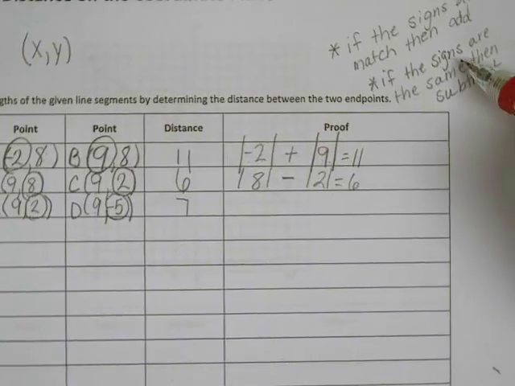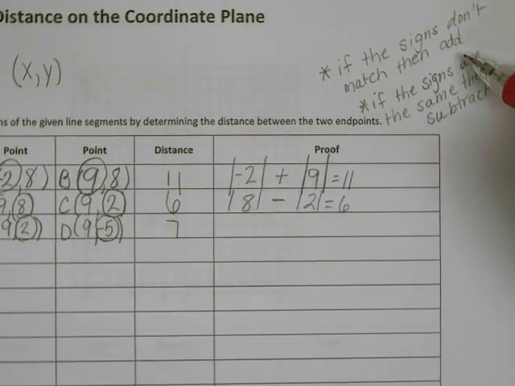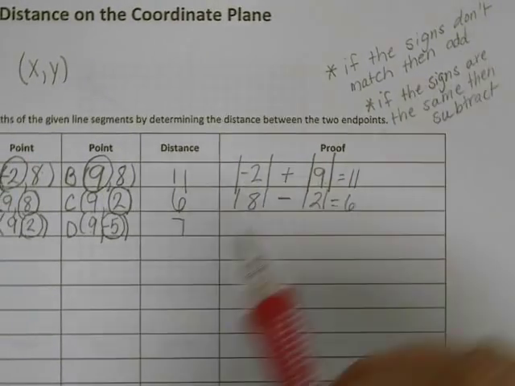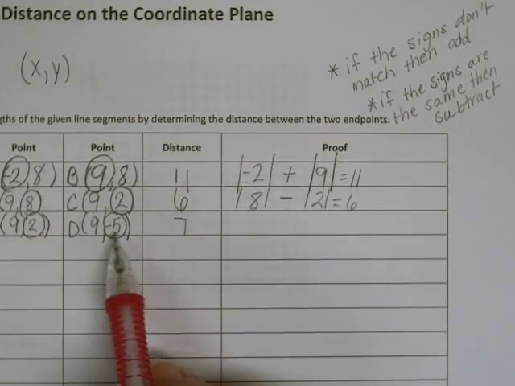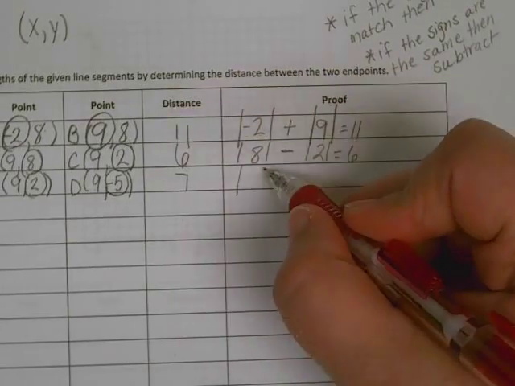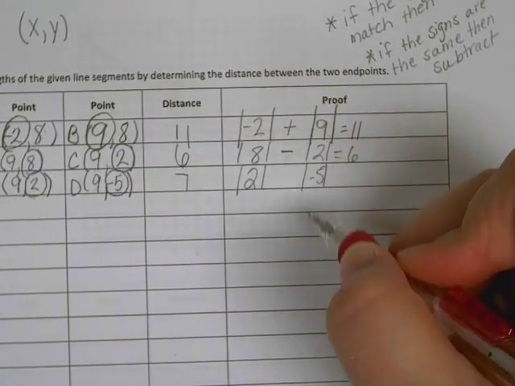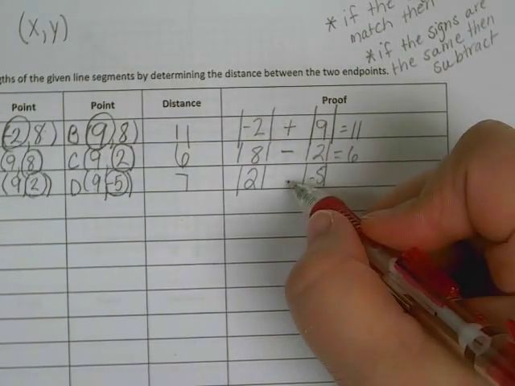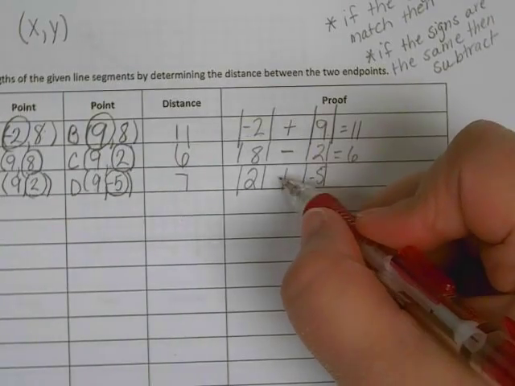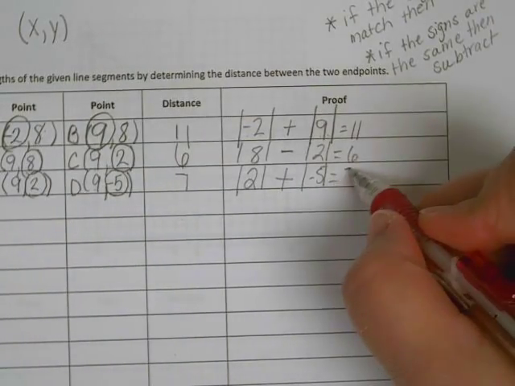It says, if the signs don't match, I add. Since I have a positive number and a negative number, then I use their absolute value. So the absolute value of 2, the absolute value of negative 5, since they don't match, I know I'm going to add. And that equals 7.